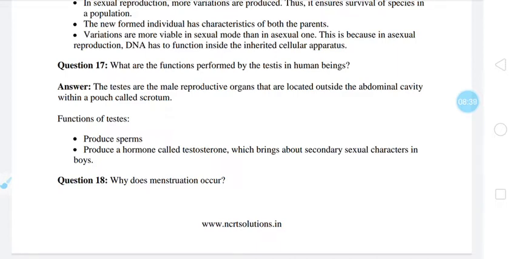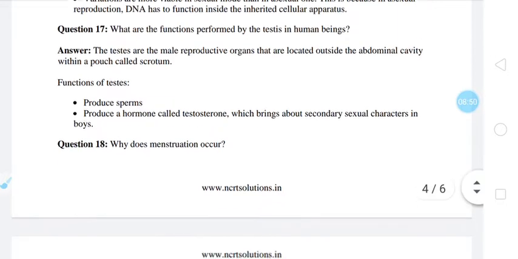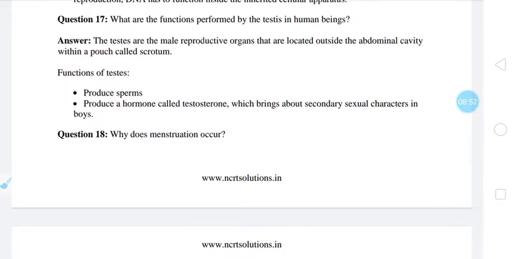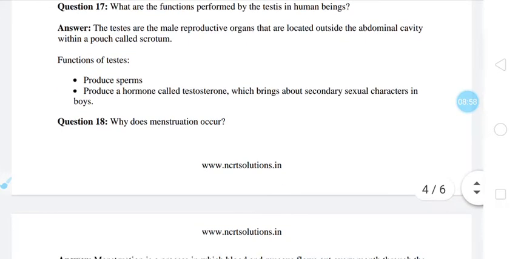Testosterone hormone is secreted by testes in males, and it gives secondary sexual characteristics in males, that is formation of mustaches, broadening of shoulders, okay, and then beard. All these characters, secondary sexual characters, are due to testosterone. Next question.